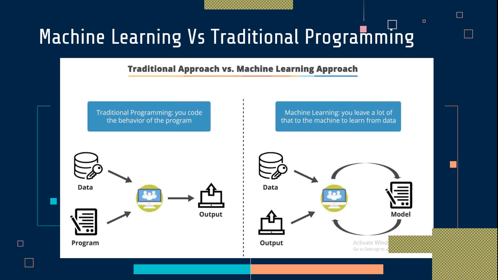The behavior of the program is coding. The output totally depends on the behavior of your program. So if you write the proper program, you will get the proper output.